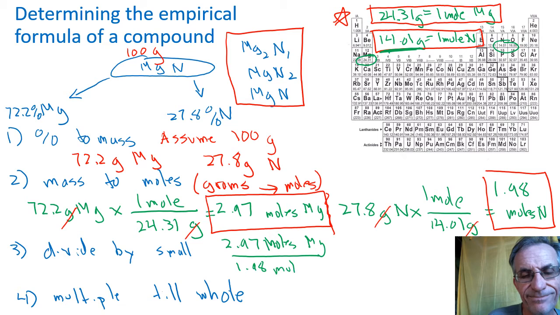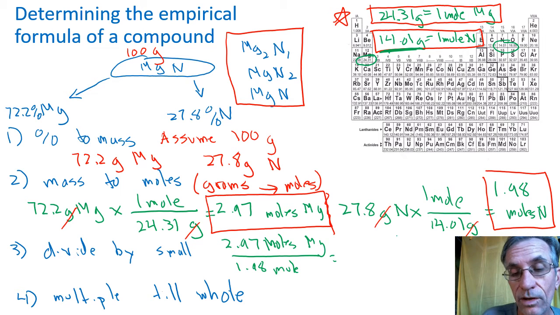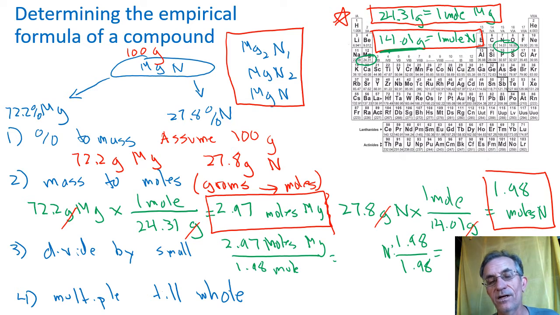Now, actually, you should do that for both of them. I'm going to divide both numbers by the lowest one. So I'll divide 1.98 divided by 1.98. So this is my nitrogen calculation here. All right. So let's go ahead and do it. And let's see what we get.